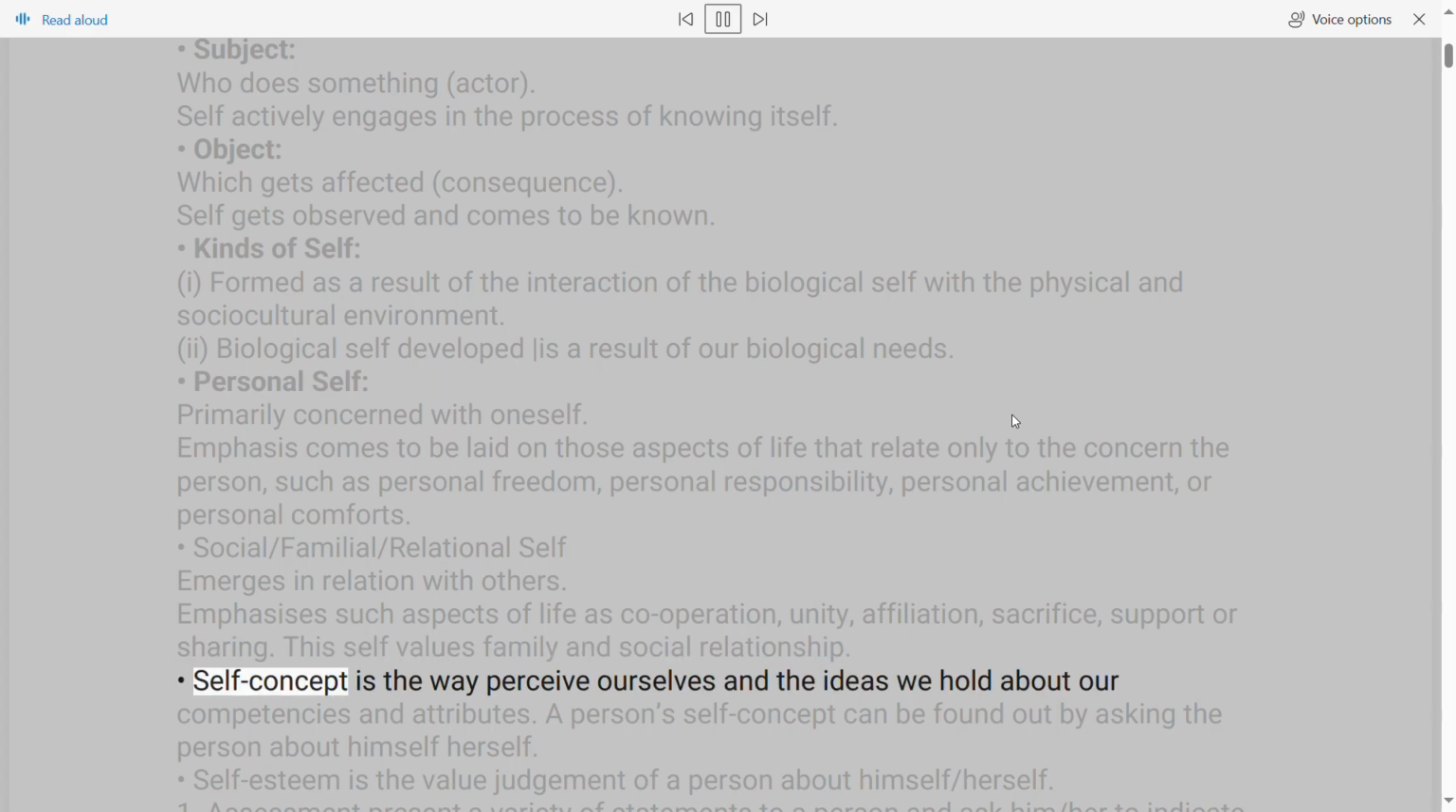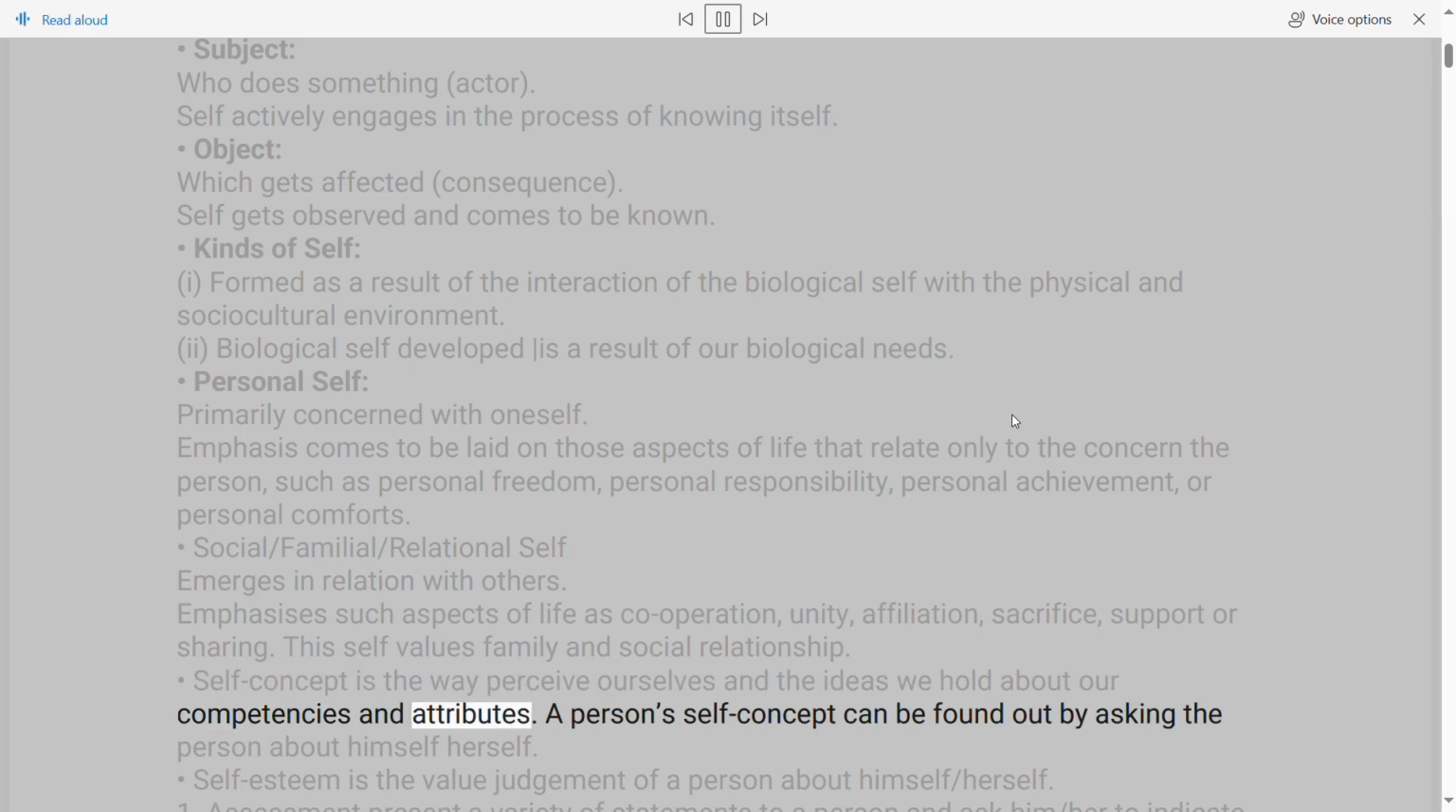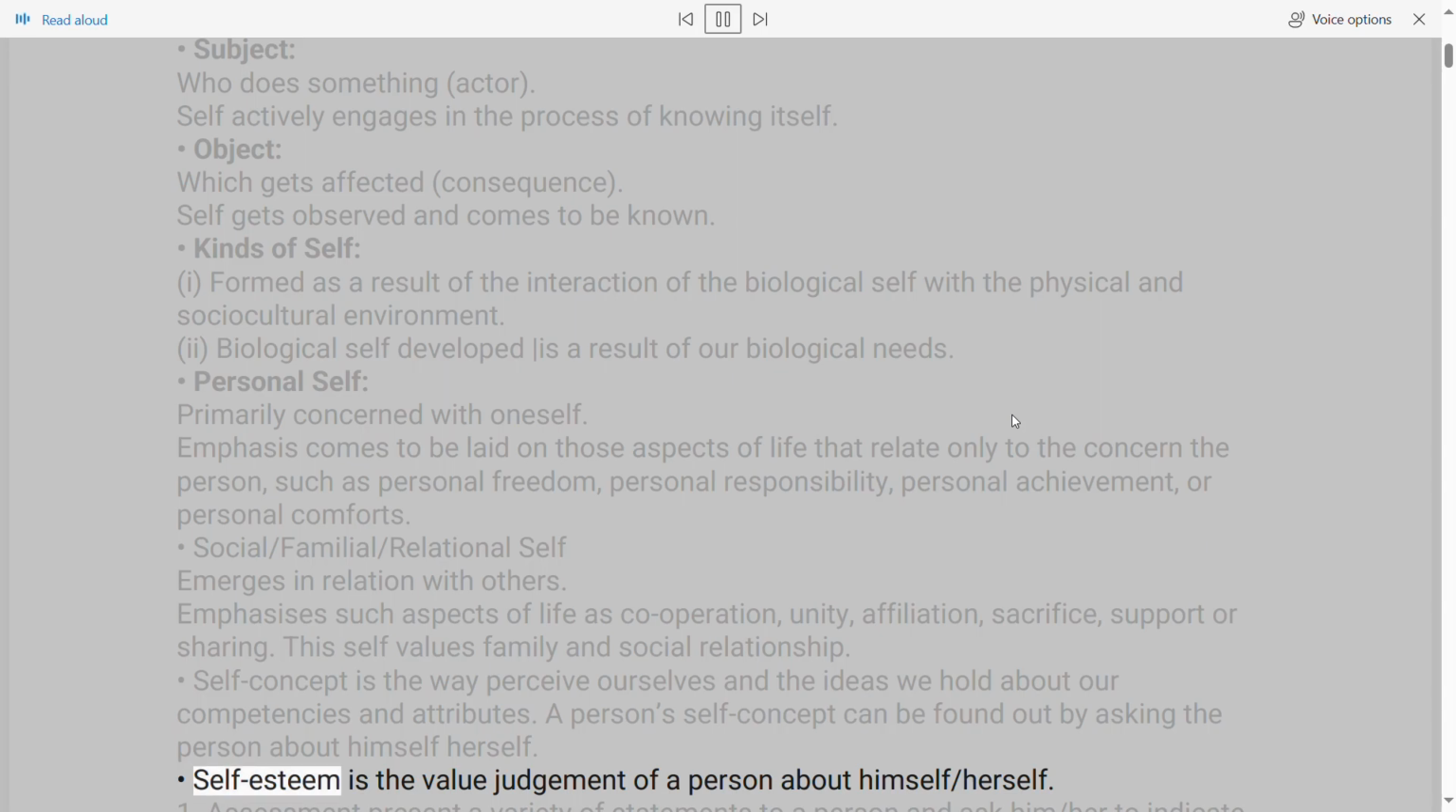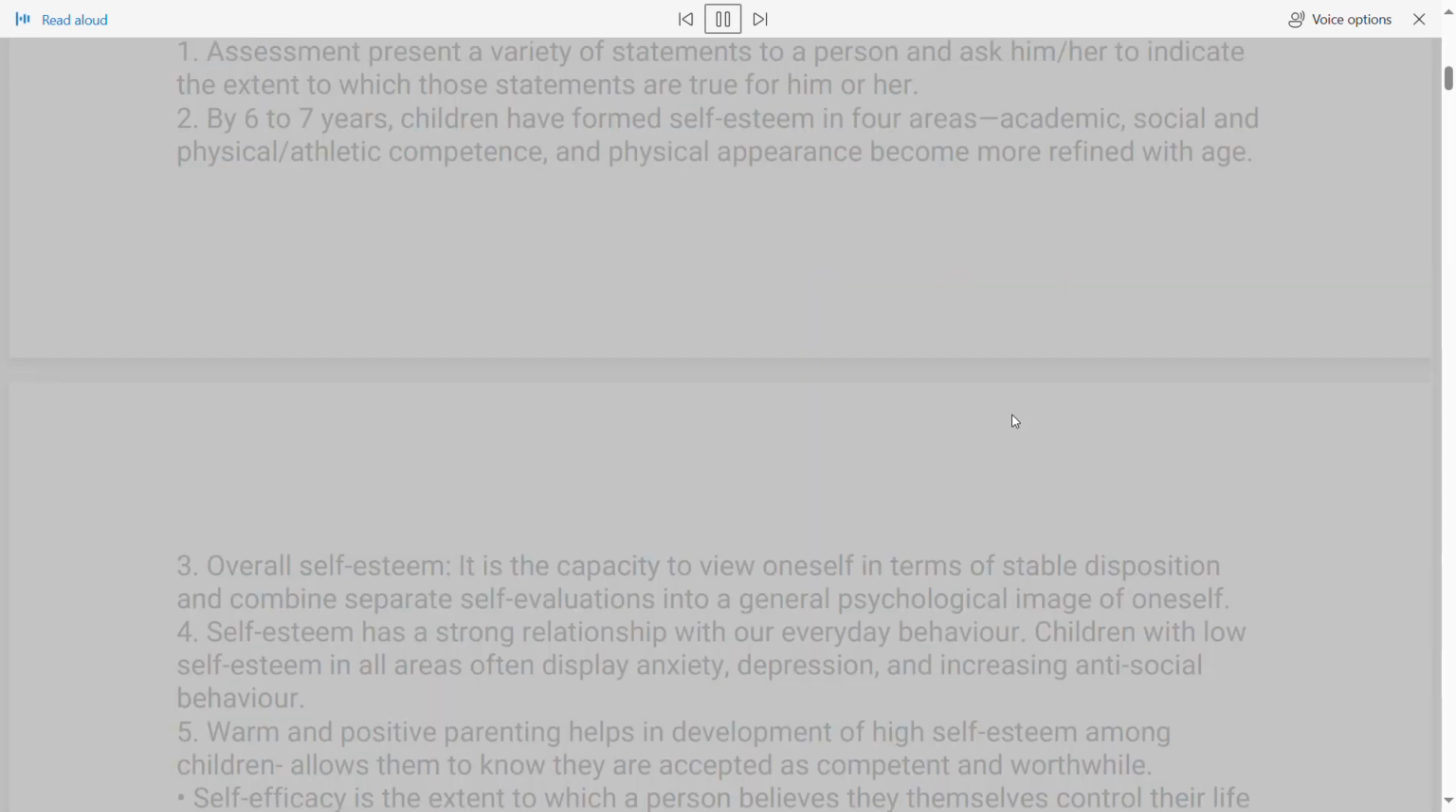Self-concept is the way we perceive ourselves and the ideas we hold about our competencies and attributes. A person's self-concept can be found out by asking the person about himself/herself. Self-esteem is the value judgment of a person about himself/herself. 1. Assessment: present a variety of statements to a person and ask him/her to indicate the extent to which those statements are true for him or her.